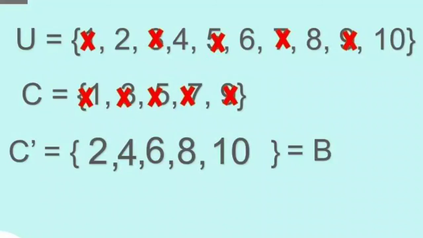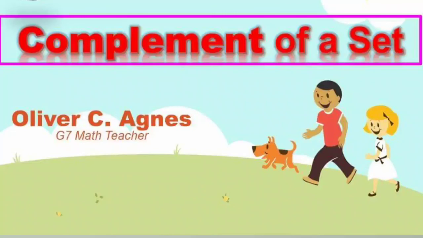Okay? So, that is what is meant by complement of a set. These are the elements that we can see in the universal set, but we cannot see in set A or B or the given set. Okay? Did you get it?